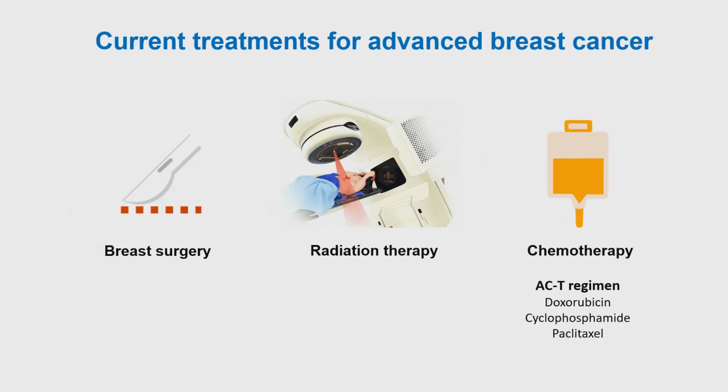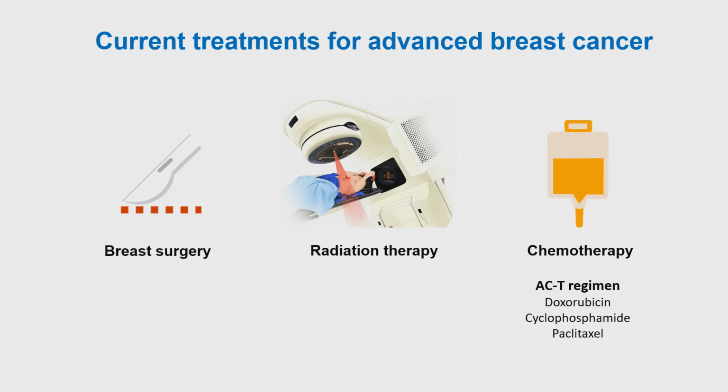So we know that the main approach will be to do a breast surgery, followed by radiation therapy. And finally, in order to target potentially some of the cells that have had a chance to migrate to other organs, we apply chemotherapy. One of the most common treatments is called the ACT regimen, that would combine doxorubicin, cyclophosphamide, and paclitaxel. This type of chemo is currently given to advanced breast cancer patients.